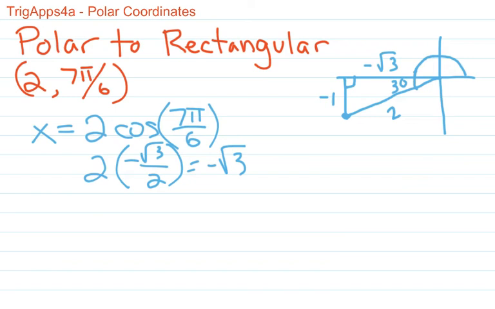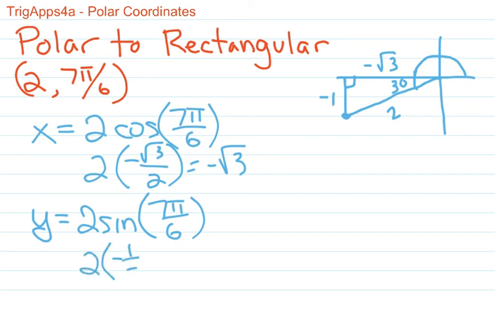Hey, not too bad. Now the only other piece is we're finding the y value, because there are 2 pieces to that. So we just do the same thing. We have sine 7 pi over 6, and we use the same picture. Using the picture over there, we look at sine, so sine is negative 1/2, and we have 2 times negative 1/2, which is negative 1.